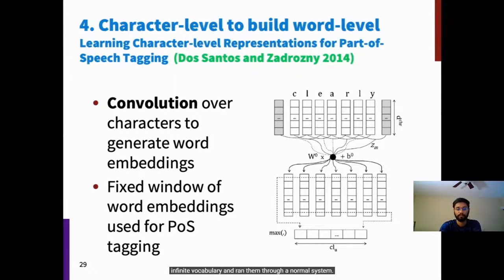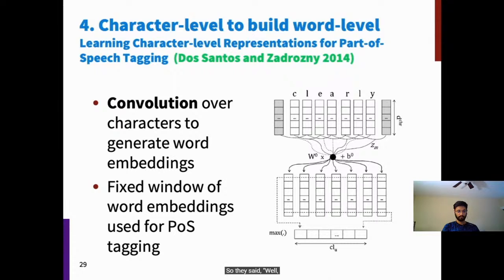Okay. So those were the models that worked with pieces of words to give you infinite vocabulary and ran them through a normal system. The other possibility is to say, well, we want to work with characters so we can deal with an infinite vocabulary, but we're going to incorporate those into a bigger system. And a whole bunch of work has done this. In some sense, it's a fairly obvious thing to do. So this work in 2014 was one of the early ones.